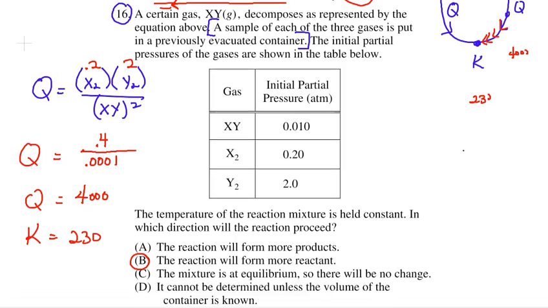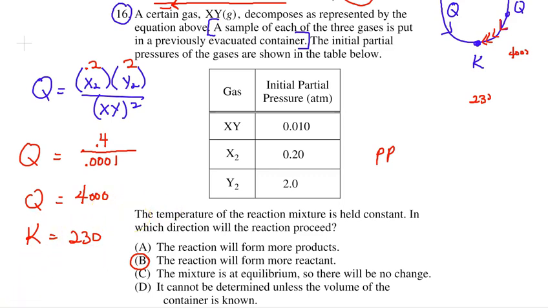Now there's other choices there. The mixture is at equilibrium, so there'd be no change. No, they're saying it's important. C is not the answer because the sample of each of the three is put in a previously evacuated container. It didn't get a chance to react yet. It cannot be determined unless the volume, no. We don't need the volume. We can use the partial pressures, okay? That's what the parentheses are. Okay, so B is the answer for 16.